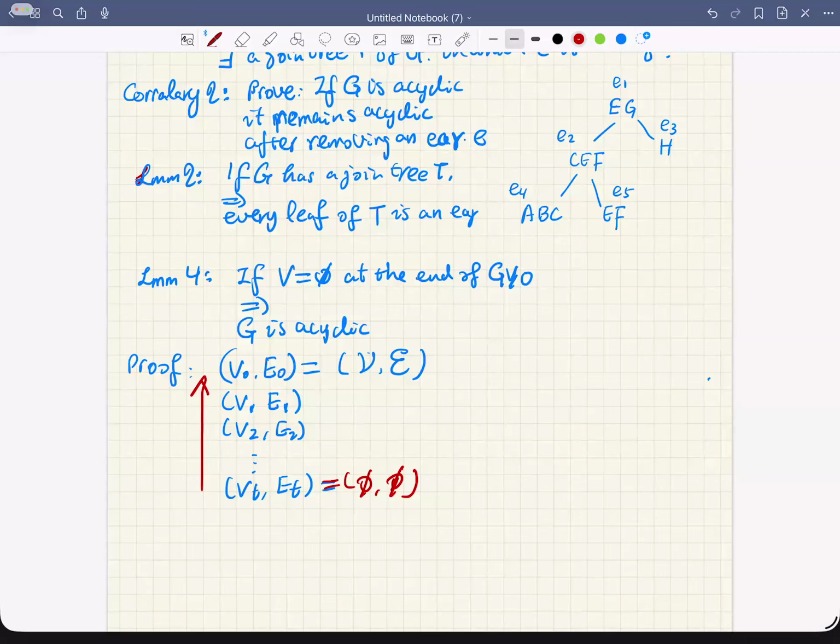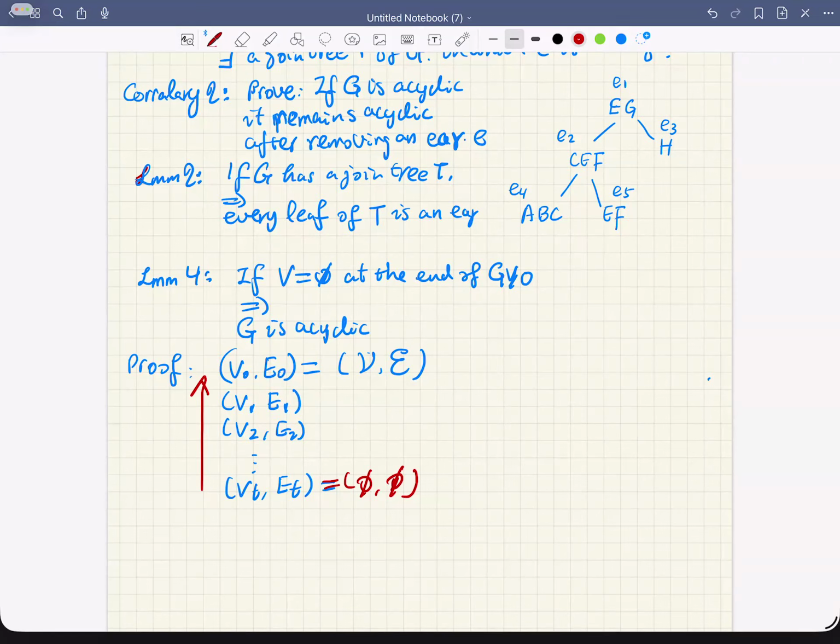Okay, and then I want you to prove that if VT, ET is acyclic, then the previous one, VT minus 1, ET minus 1, must be acyclic as well. And in turn, I want you to argue that still the previous one, VT minus 2, ET minus 2, will also have to be acyclic. And then all the way back to V0, E0. See what I mean? Okay, good.